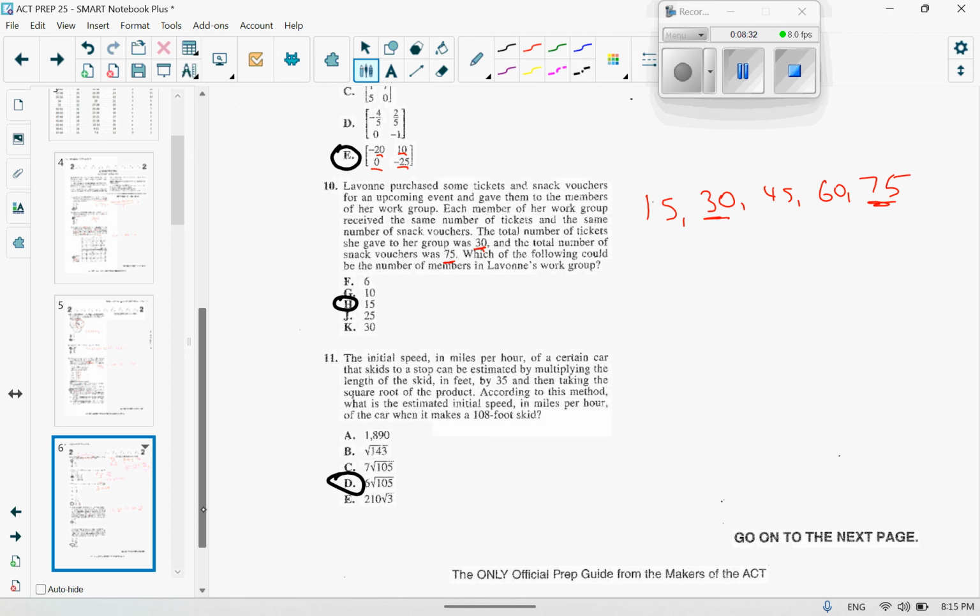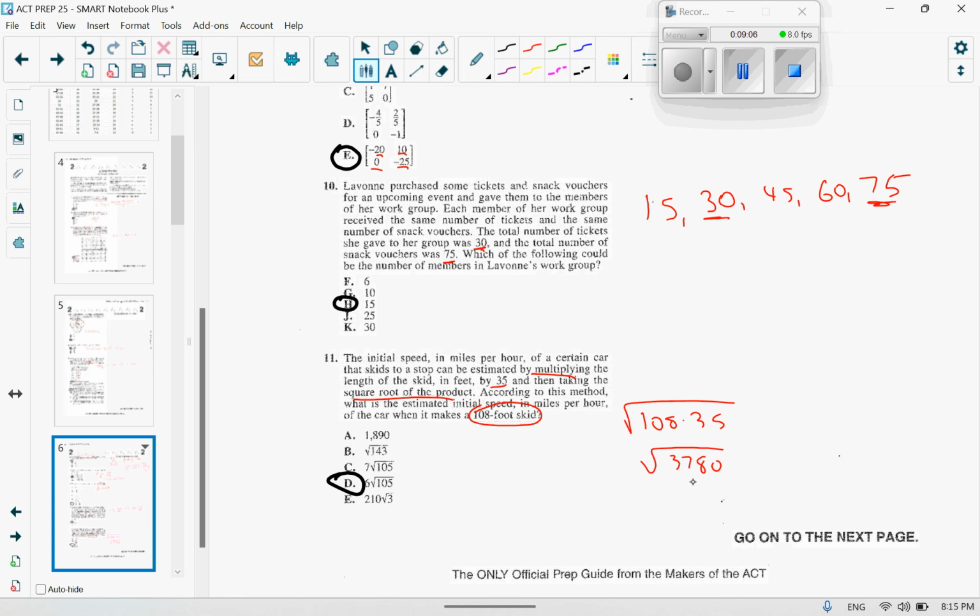Let's see, okay. Multiply by 35, then the square root, and we're given 108. So I can do 108 times 35 and find the square root of that. 108 times 35 is the square root of 3,780. From there, you could type that into your calculator and just look at which of these values would be similar, or you could break down the radical.